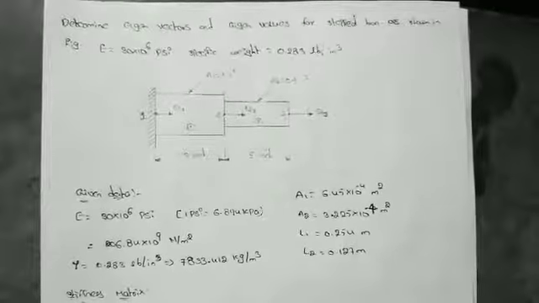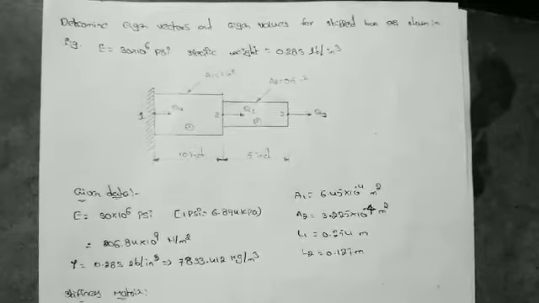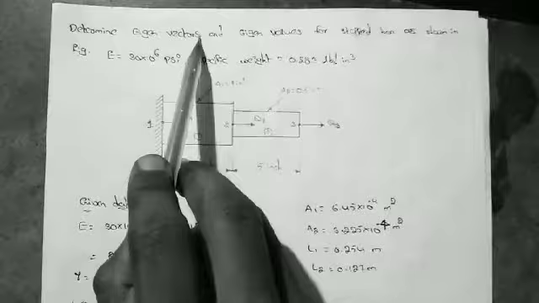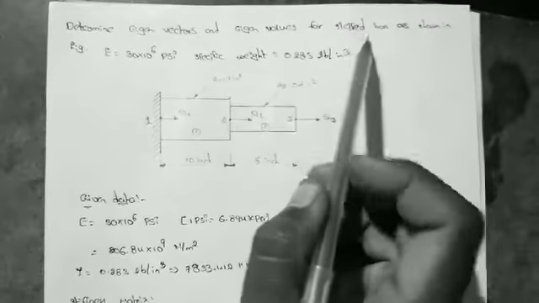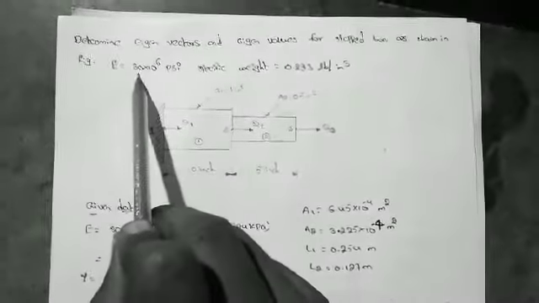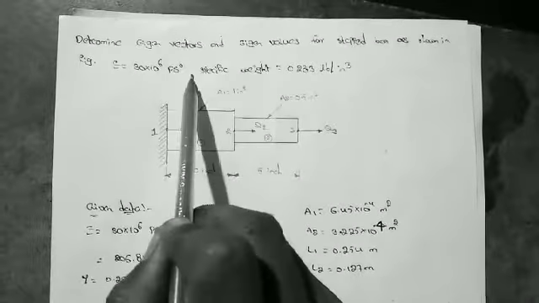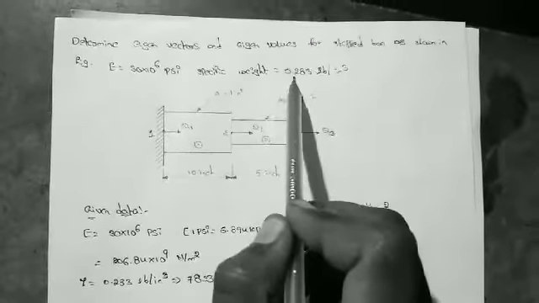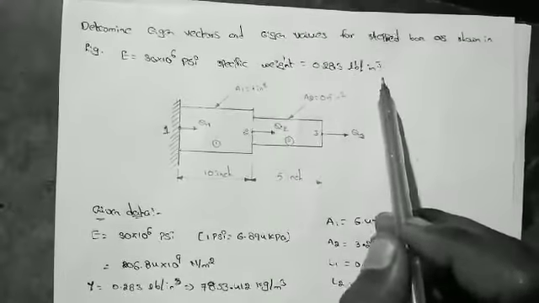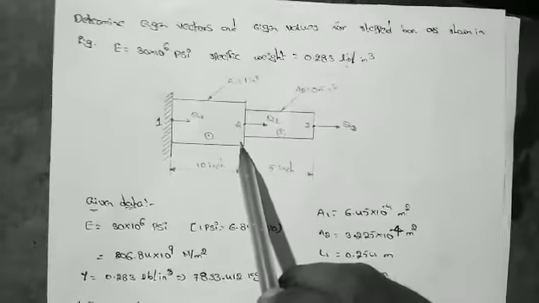This is the problem on eigenvectors and eigenvalues. The problem is to determine the eigenvectors and the eigenvalues for the stepped bar as shown in the figure. E equals 30 into 10 power 6 psi and the specific weight is 0.283 lb per inch cube. This is the figure given in this problem.